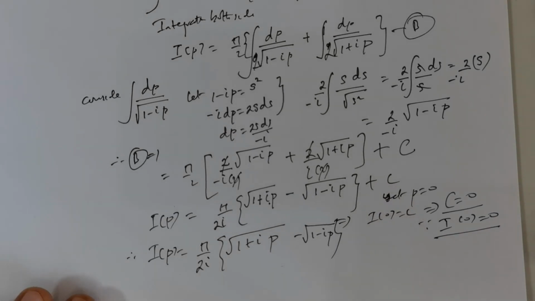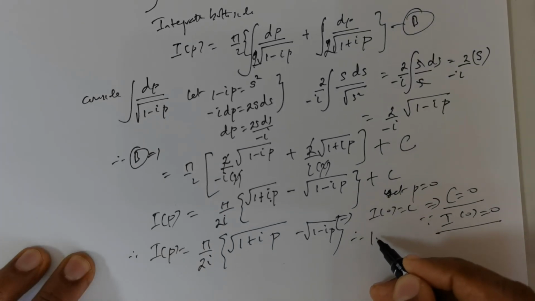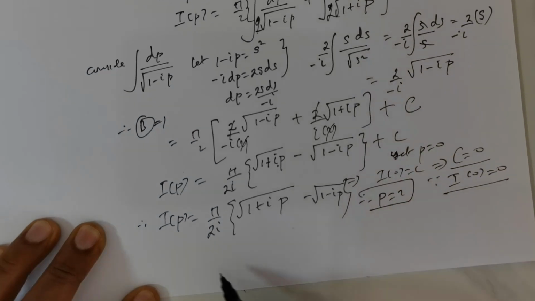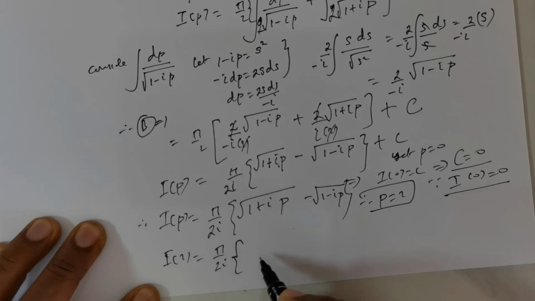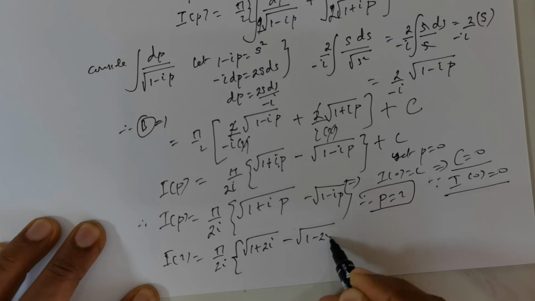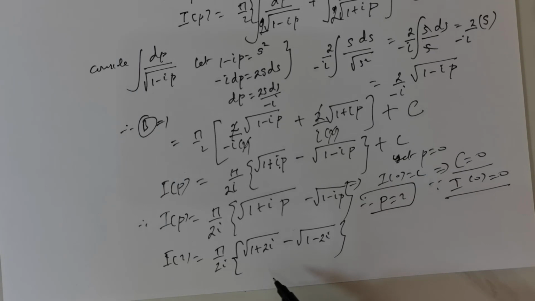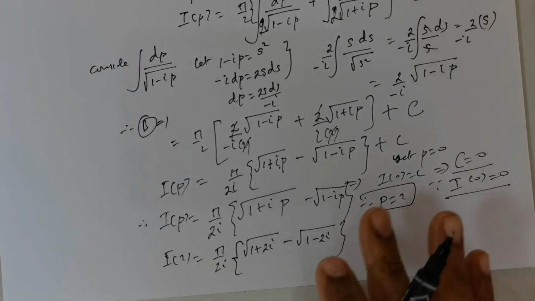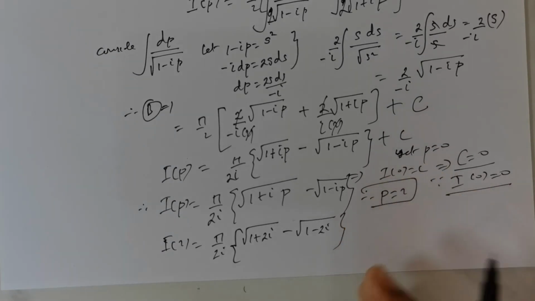So this is what we have got, but we are interested in I of 2, right? So therefore p is equal to 2. So when p is equal to 2, you get I of 2 is equal to pi over 2 times I root of 1 positive 2 times I negative root of 1 negative 2 times I. So now we will have to evaluate this, right? Of course, you might say, why not stop here? But we cannot stop here. We need to evaluate this.